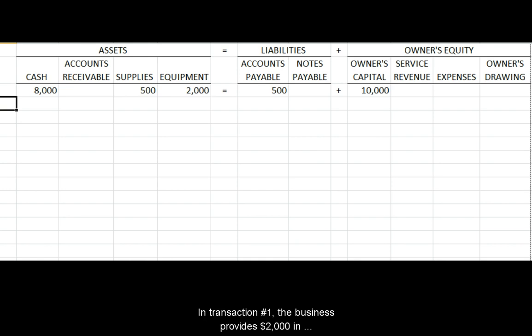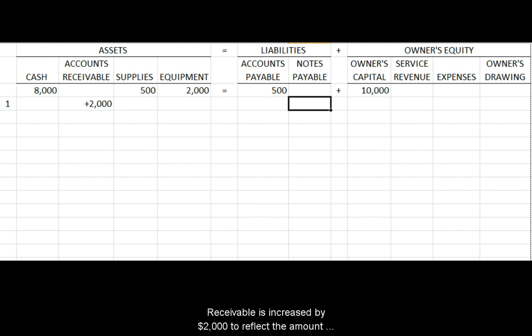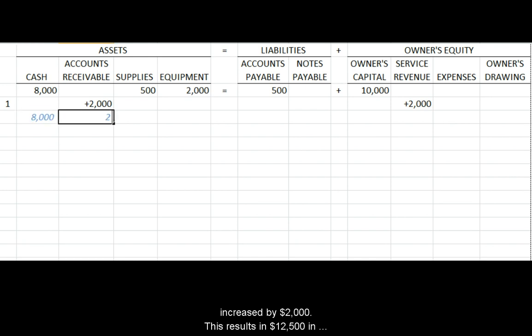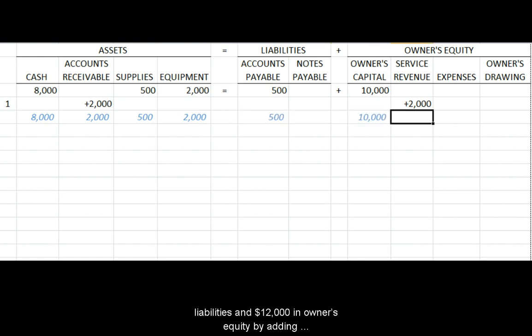In transaction number 1, the business provides $2,000 in services to a customer on credit. Since the customer did not pay in cash, accounts receivable is increased by $2,000 to reflect the amount owed to the business. Service revenue is also increased by $2,000. This results in $12,000 in assets by adding the asset accounts together, $500 in liabilities, and $12,000 in owner's equity by adding capital to revenue.